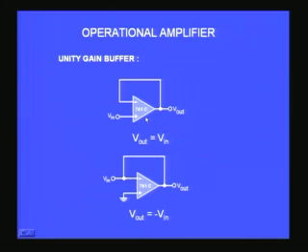So this can be used as a buffer amplifier. This circuit is very useful as a buffer to isolate an input and an output stage, because this has got high input impedance, it provides isolation between these two. So this is a very useful circuit, unity gain buffer. That is why it is called unity gain buffer.